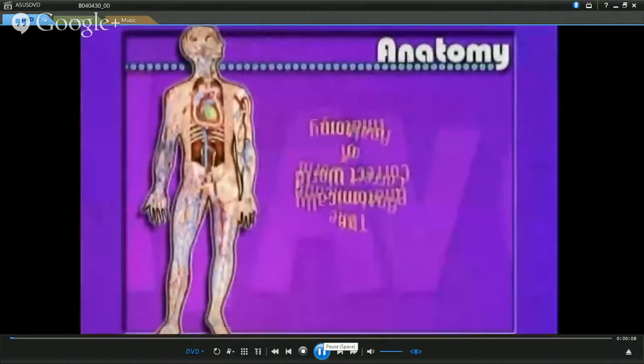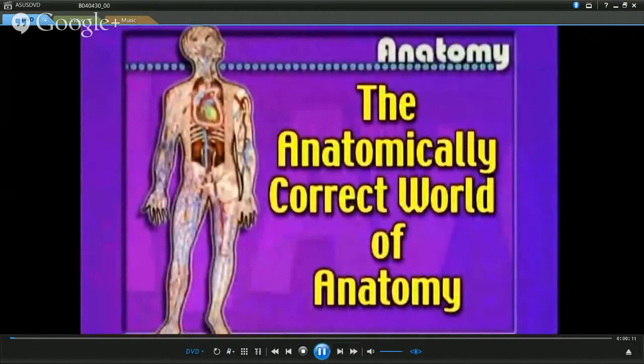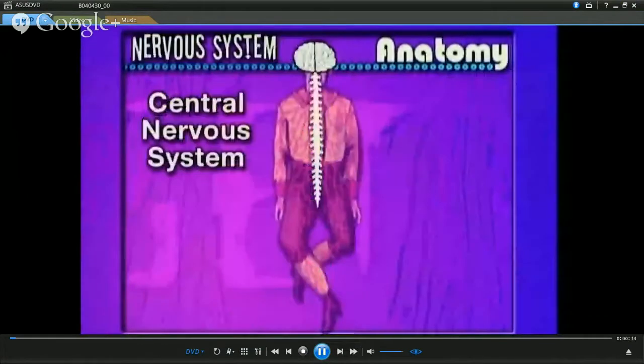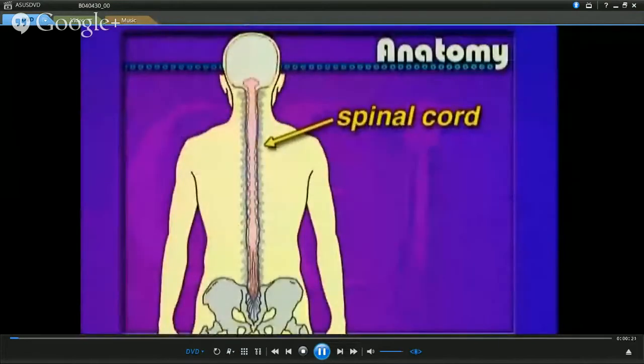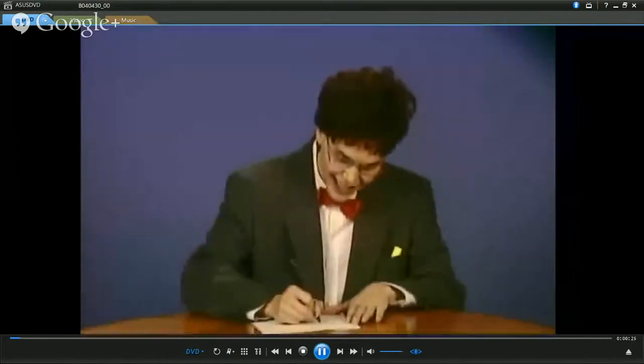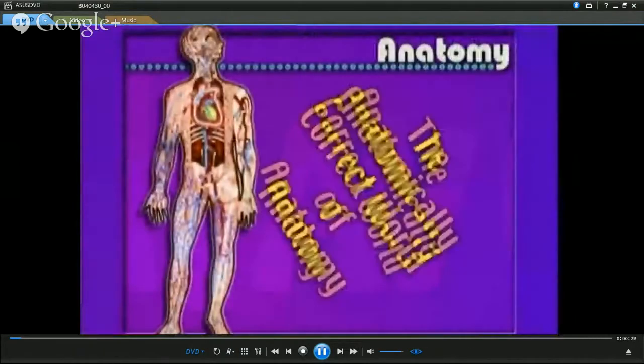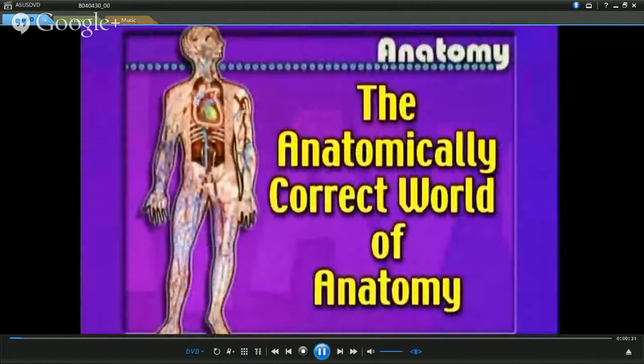Get ready, get set, get nervous. On the Anatomically Correct World of Anatomy Program 3, we're going to take you on a fun-filled tour of the human nervous system. We'll check out the central and peripheral nervous systems and all the tissues that keep them connected. You'll also learn about the brain, spinal cord, and much, much more. So sit back, relax, and let the Standard Deviants teach you about your nerves without getting on your nerves. On the Anatomically Correct World of Anatomy Program 3.